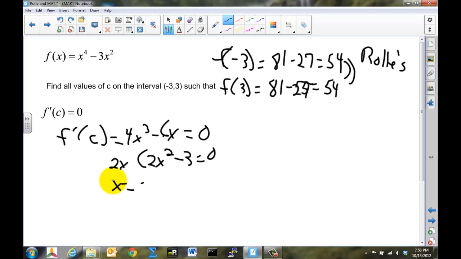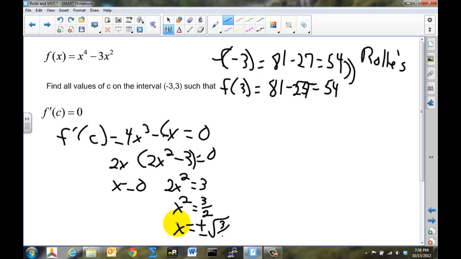Well, this gets us x equals 0. So we've got one. Are we finished? Well, what did the direction say? It said find all values on the interval. Do we know that there are more? If you go back to algebra, we've got an x cubed, so we expect 3 answers. So let's see what other answers we can get out of this. 2x squared equals 3. X squared equals 3 halves. So x equals plus and minus the square root of 3 halves.